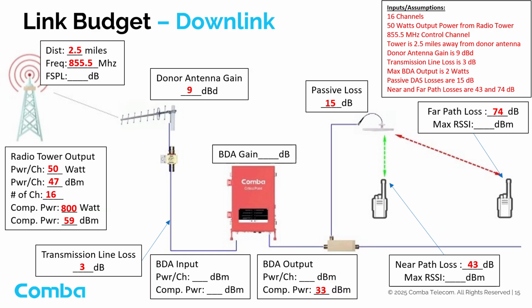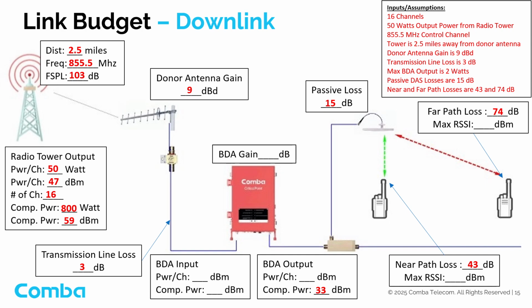Next, we need to calculate the free space path loss between the donor tower and the rooftop donor antenna, since this value wasn't provided directly. Given that we know both the frequency and the distance, we can use the standard free space path loss formula. The free space path loss in dB is equal to 36.6 plus 20 times the log of the frequency in megahertz plus 20 times the log of the distance in miles, which gives us 36.6 plus 20 times the log of 855.5 megahertz plus 20 times the log of 2.5 miles equals 103 dB.